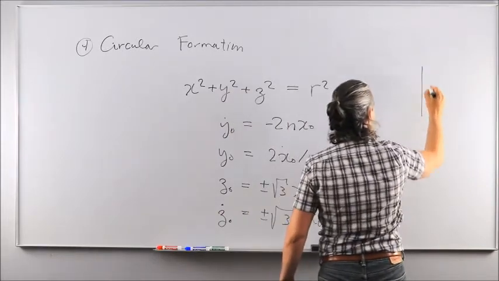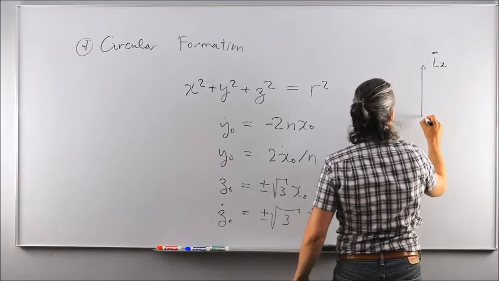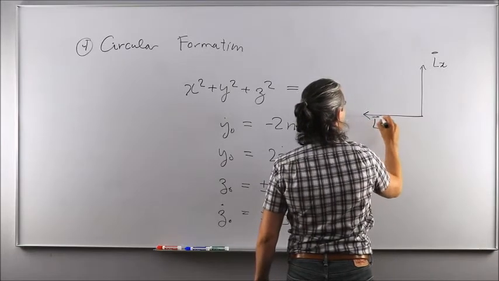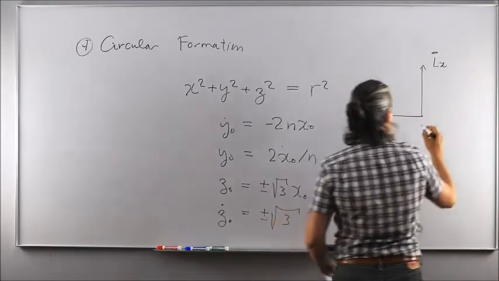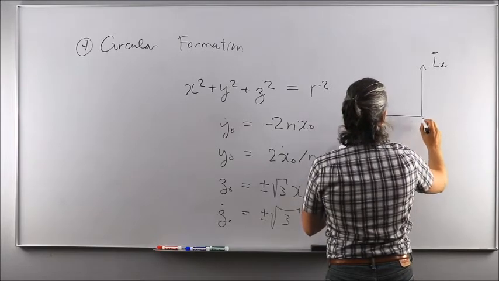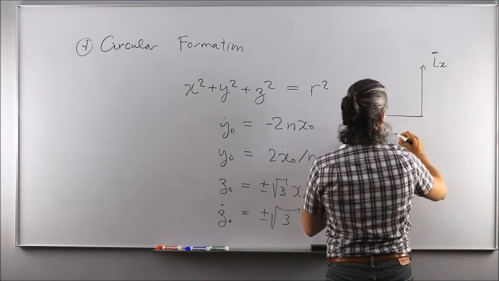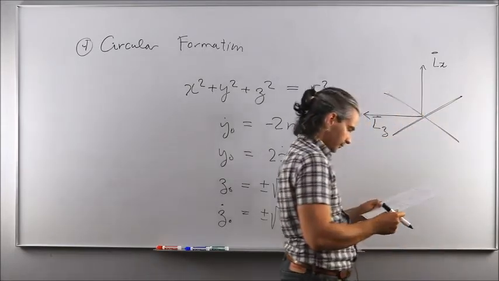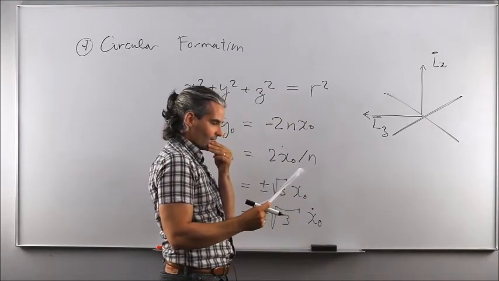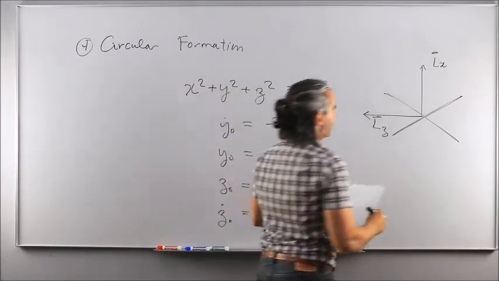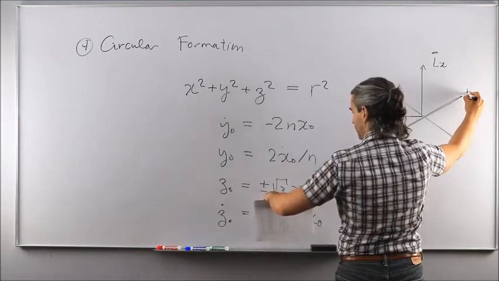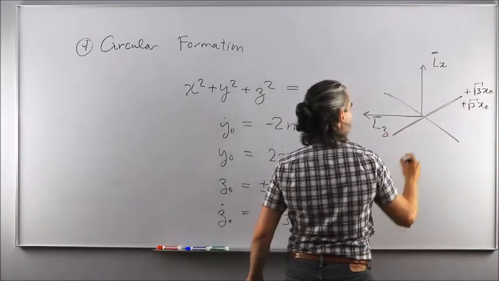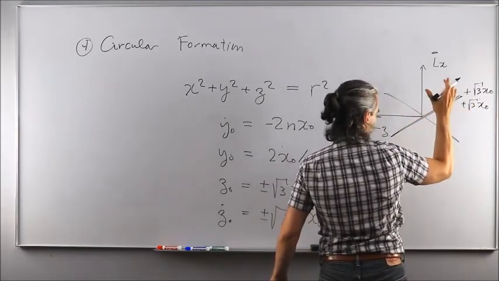So if you were to look at the motion from the back, so this is Lx, and that is Lz. So you are looking straight at the along track direction. You would see the circle plus 30 degrees. So either along this plane or along this plane. Okay? So this is for the plus square root 3 x naught and plus square root 3 x naught dot condition that would generate the circle in that plane.